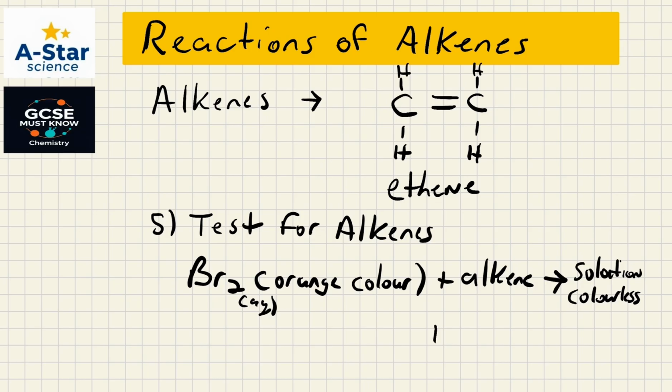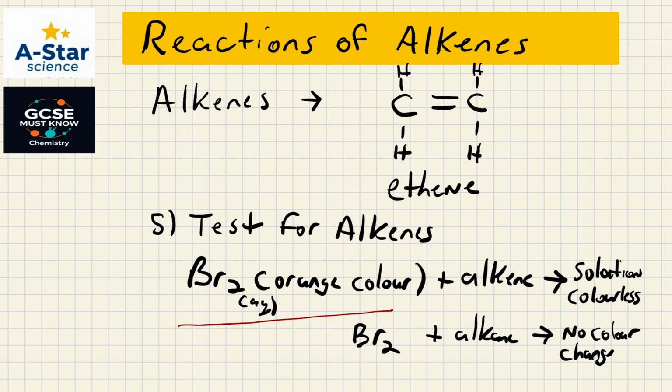If you were to add that to an alkane, because they do look similar, bromine, which is orange color, to an alkane, there would be no color change. It would remain orange. And so the test for alkenes is using bromine, and if the solution goes colorless, we know that we have an alkene present. And because alkanes and alkenes look quite similar, this is a very important test for alkanes and alkenes.